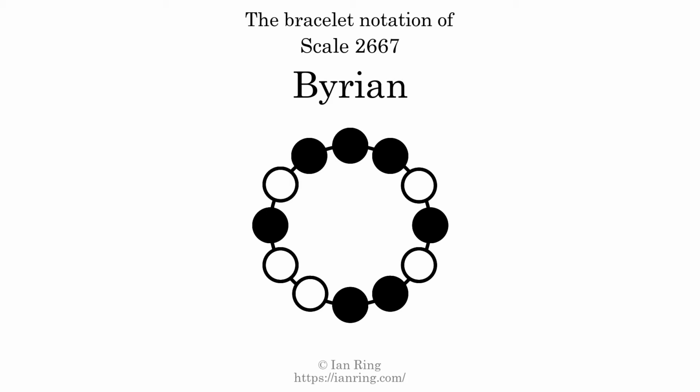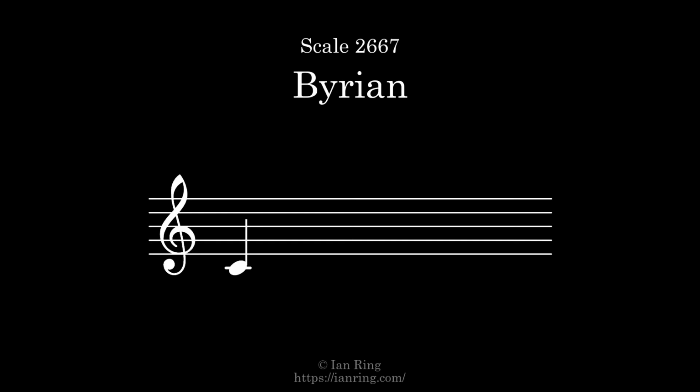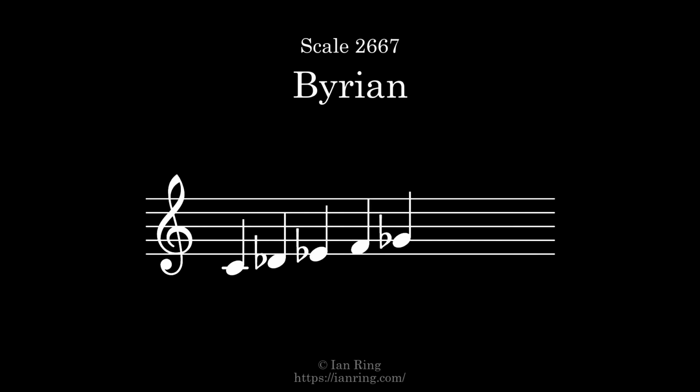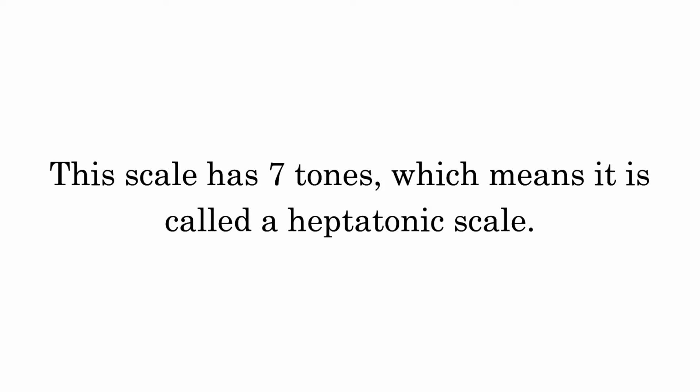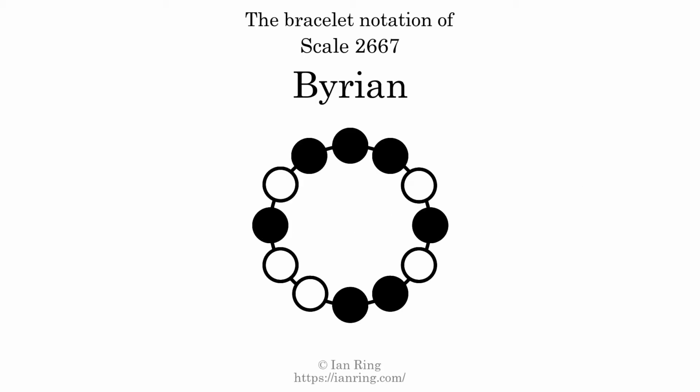2667, Byrian, which sounds like this. This scale has 7 tones, which means it is called a heptatonic scale. This is a bracelet notation diagram of scale 2667. The shaded circles represent tones that appear in the scale, and they are read clockwise, starting at the top.